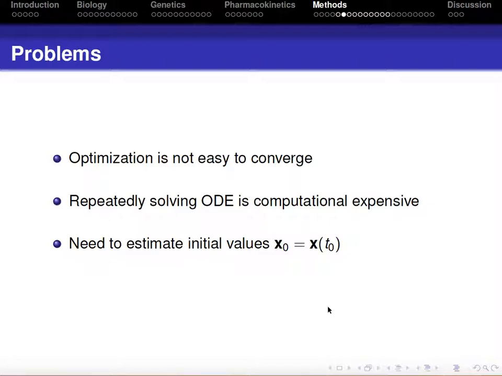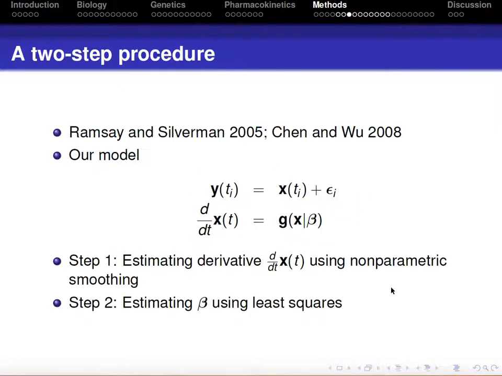And another problem for this method is that they need to estimate the starting values x0, right? If you have 4 variables, like in our predator-prey ODE system, then you will have 4 starting values, initial conditions for these 4 variables. So in other words, your parameter space is increasing, right? Yes, this is another potential problem. This is the first method.